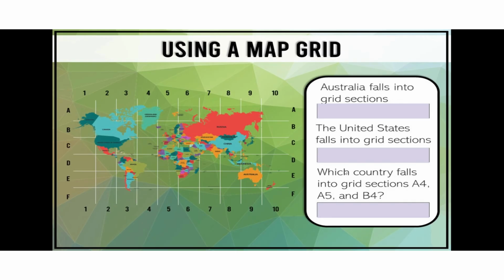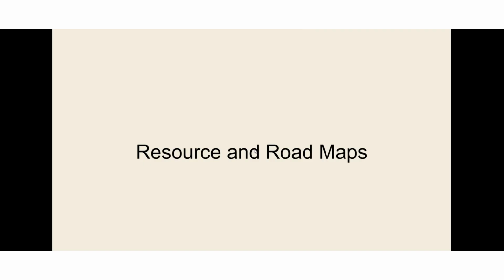The next question: which country falls in the grid sections A4, A5, and B4? So A4, A5, and B4, that would be Greenland. So Greenland would be the answer. So we can look at a country and tell what grid it's in, or we can look at the grid and tell what country it is, I should say.